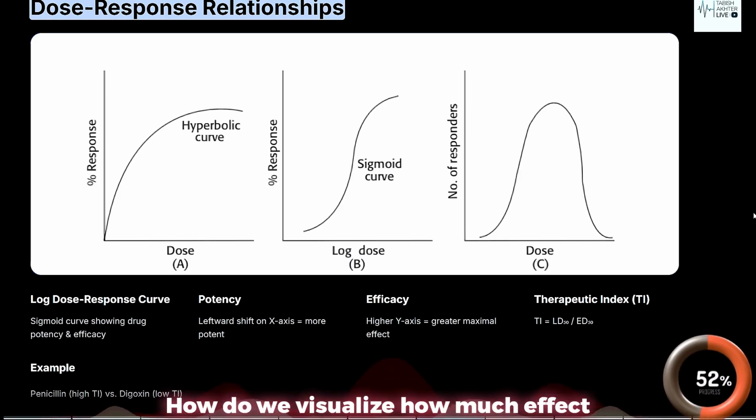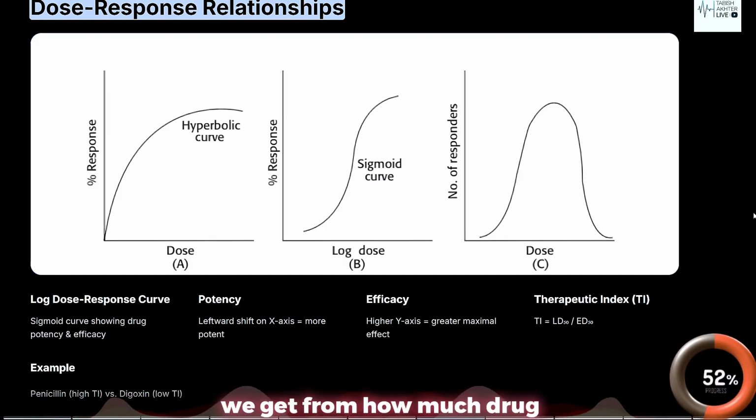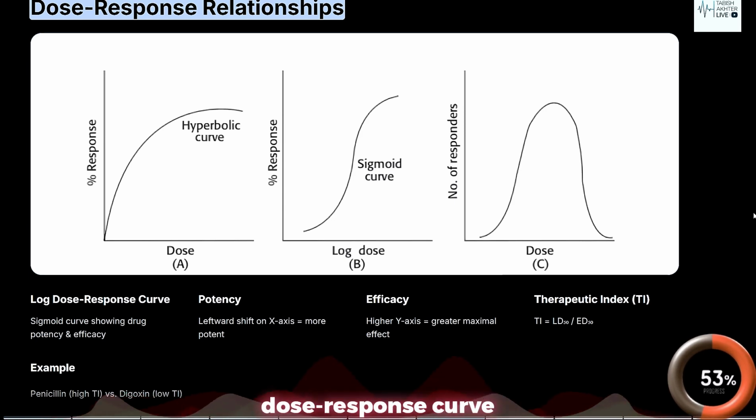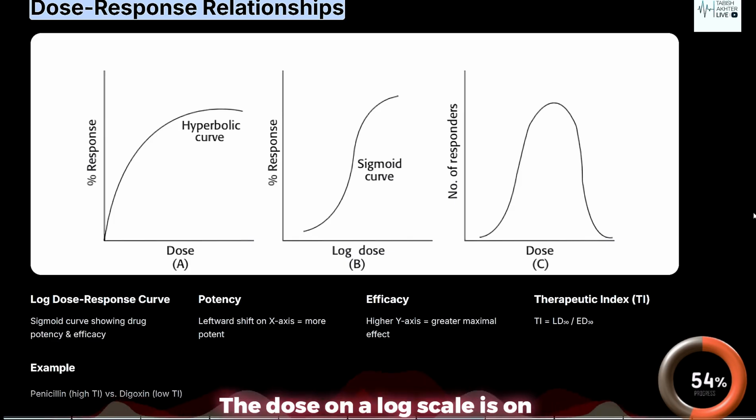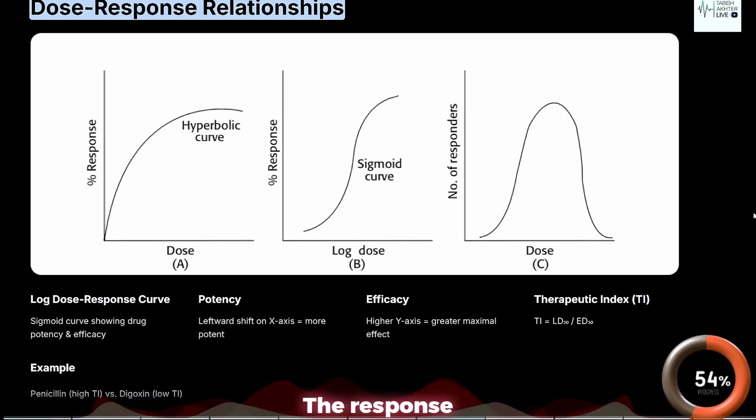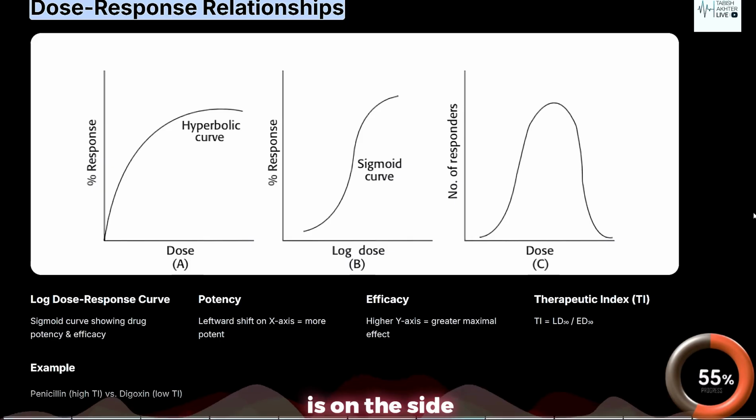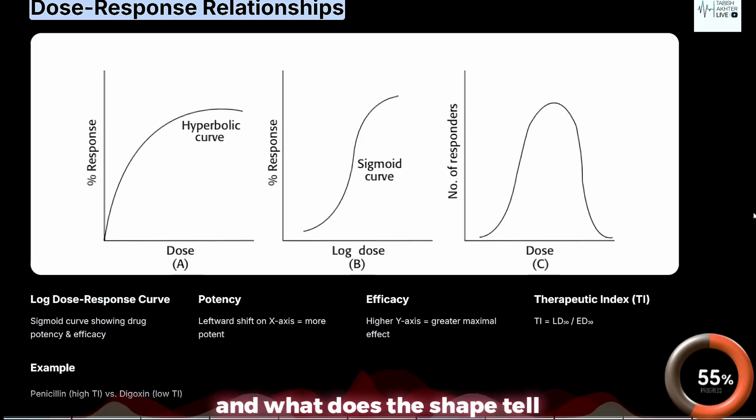How do we visualize how much effect we get from how much drug? Yeah, the standard tool is the log dose response curve. It usually looks like an S shape on a graph. The dose on a log scale is on the bottom axis, the x-axis. The response, like percentage of maximum effect, is on the side, the y-axis. Okay, and what does the shape tell us?